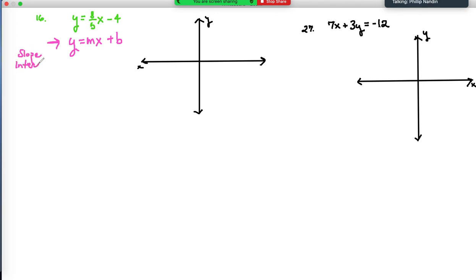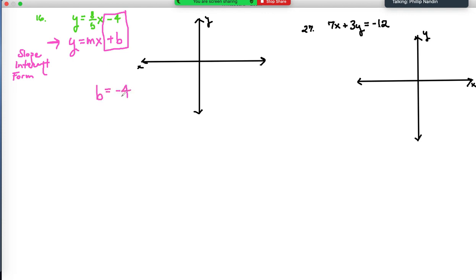Slope-intercept form of the equation of a line. So here I have an equation of a line, and it's already in slope-intercept form. So basically, all I need to do is know that b is your starting value. Formally, b is, in this particular case, -4.